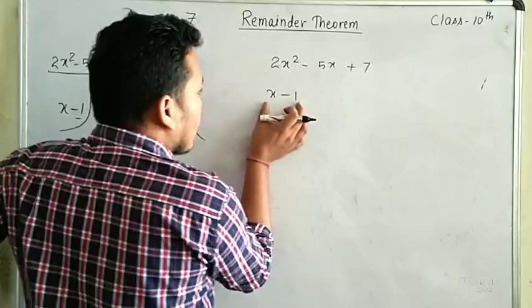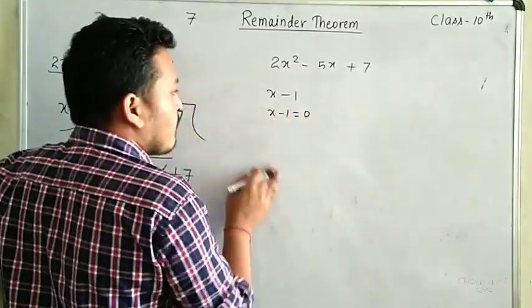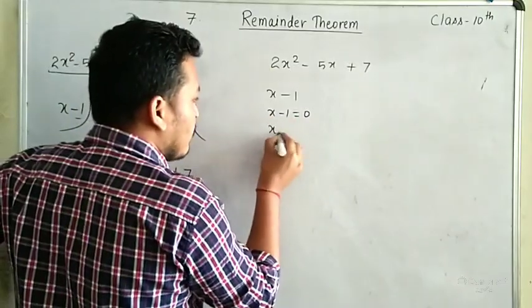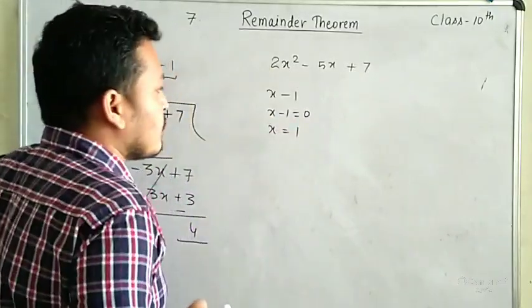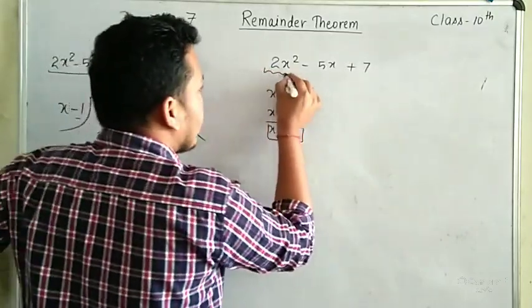So put x minus 1 equal to 0. Remember this thing. Putting x minus 1 equal to 0, so x is equal to 1. So substitute this value, x equal to 1, in the given algebraic expression.